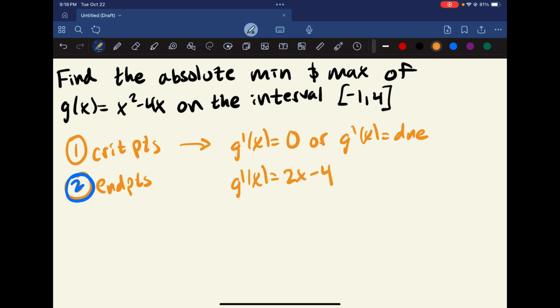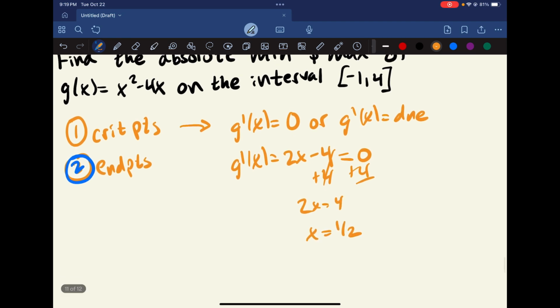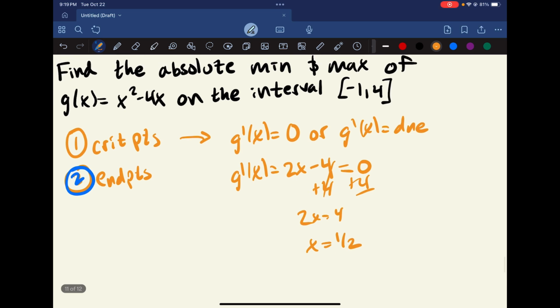2x minus 4, right? Pretty simple derivative right there. So now this doesn't DNE anywhere, right? There's no denominator to give it a vertical asymptote. There's no logarithm or any of that weird stuff. So we can just set it equal to 0. Add 4 to both sides. 2x equals 4, so x is going to equal 2. That's our only critical point, right? Because that's the only value that makes our derivative equal 0 or DNE.